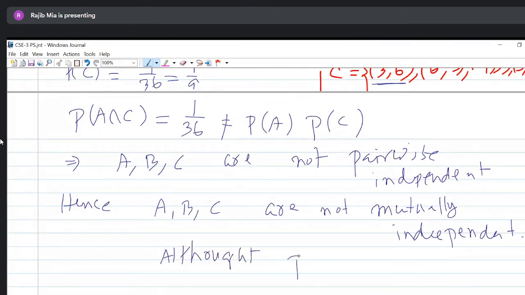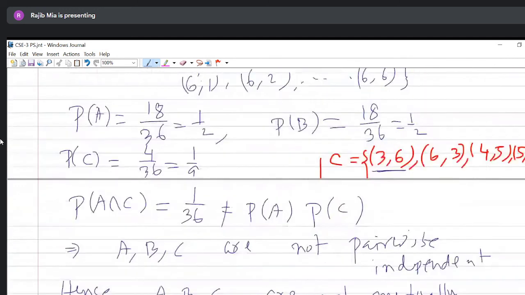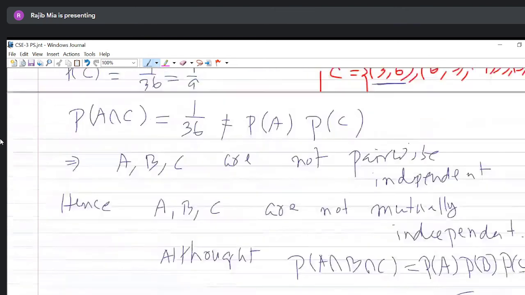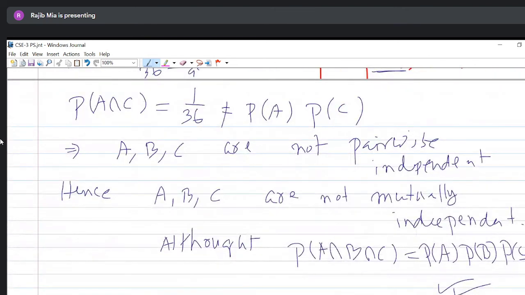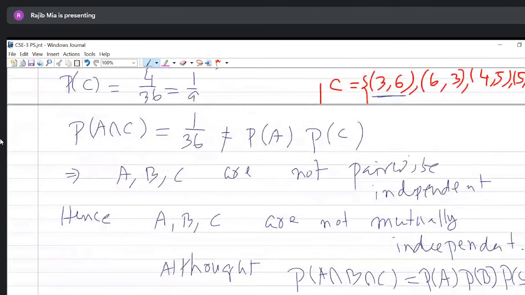Although the last condition of mutual independence is satisfied, check this: probability of A intersection B intersection C equals probability of A into probability of B into probability of C. This condition is satisfied because probability of A intersection B intersection C is 1 by 36, and probability of A into probability of B into probability of C is 1 by 2 into 1 by 4 into 1 by 9, that is 1 by 36. But they are not mutually independent because probability of A intersection C is not equal to probability of A into probability of C.